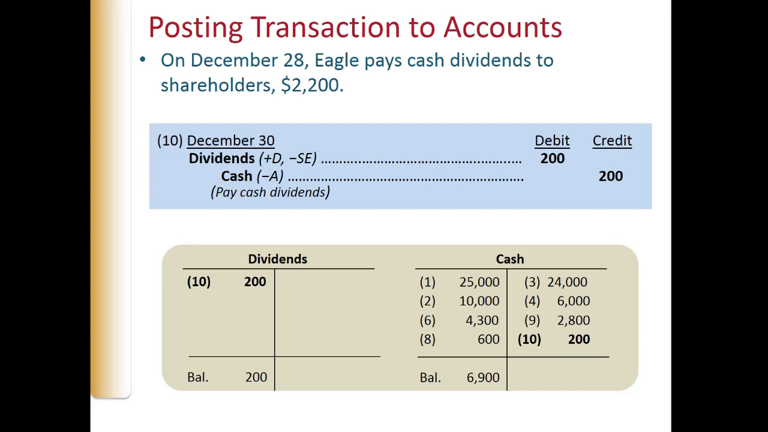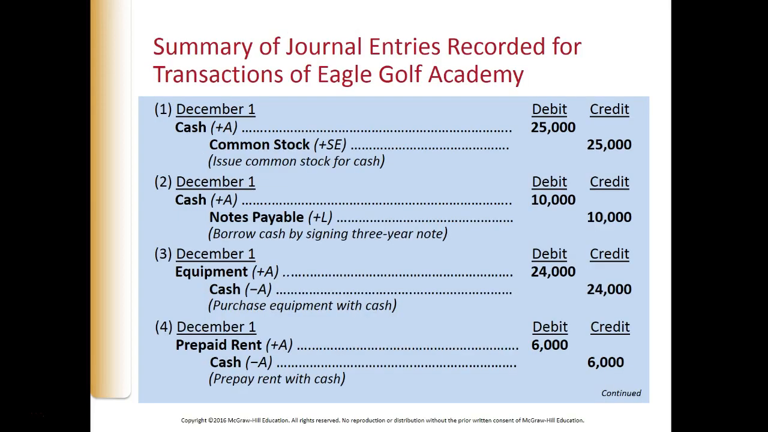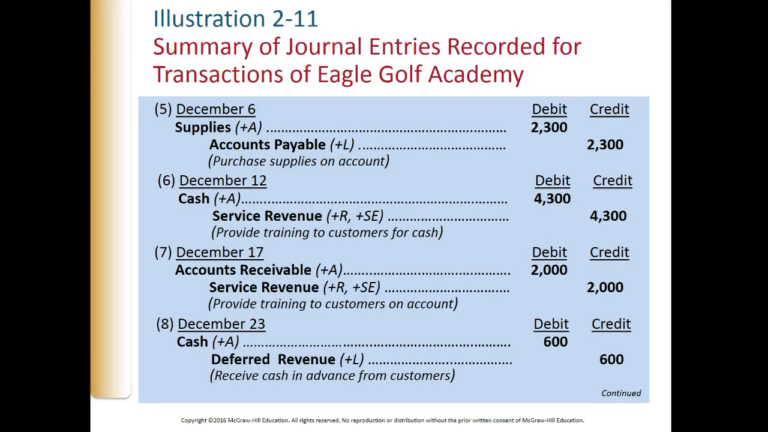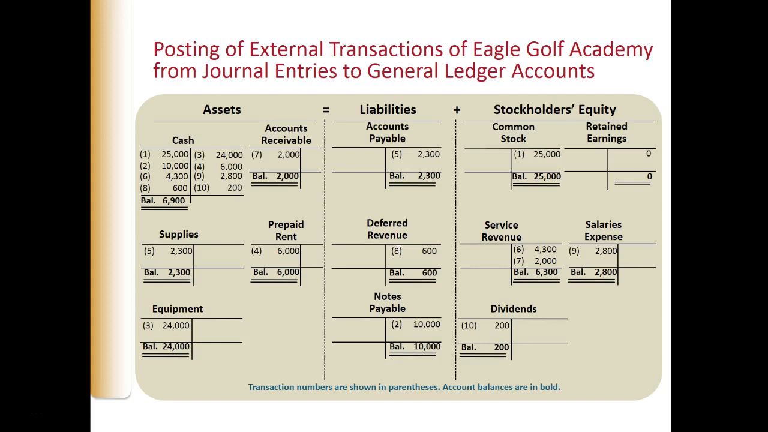Okay. On December 28th, Eagle pays cash dividends to shareholders, $2,200. We debit dividends for $200 and we credit cash for $200. Okay? So here's a summary of our transactions, and here is a listing of all of our T accounts.